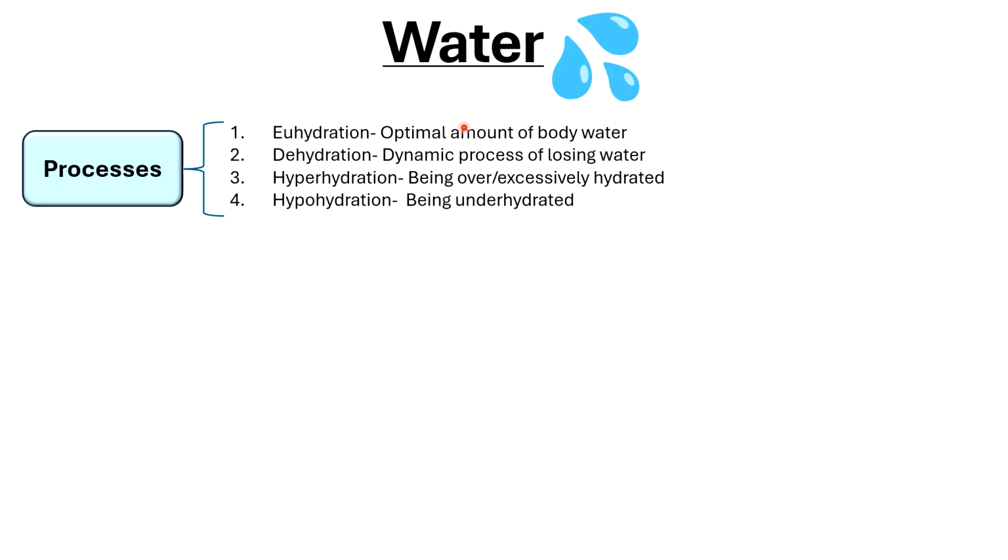The four processes involving water are the optimal state, which is euhydration; the state of losing water, dehydration; and the state of having an excess of water in the body.